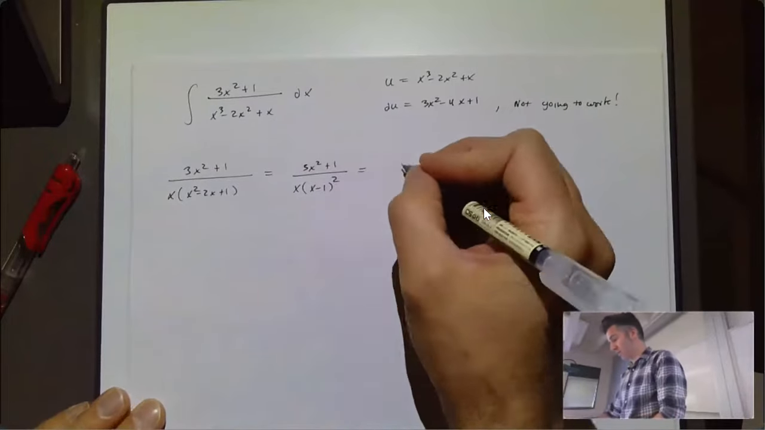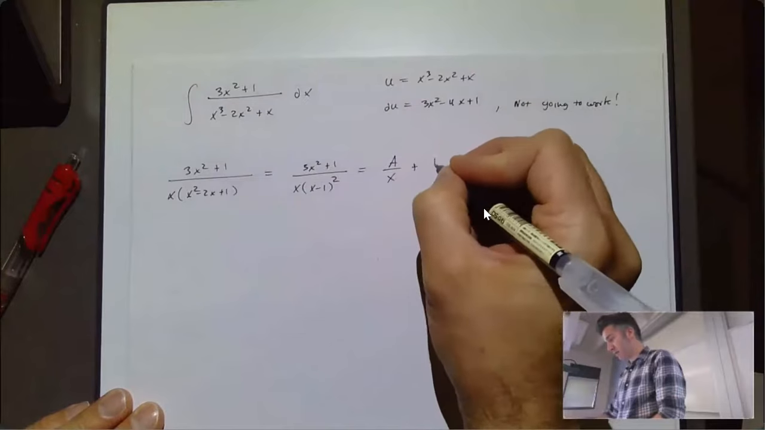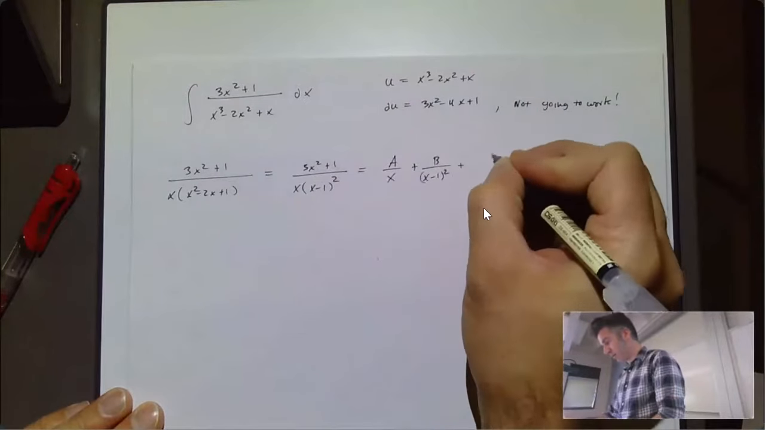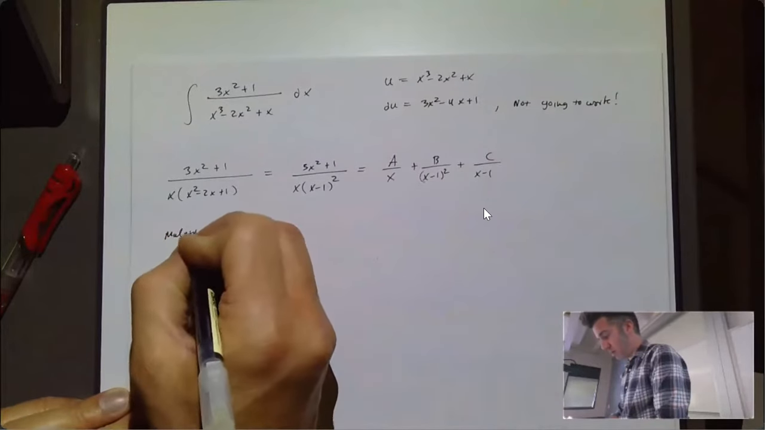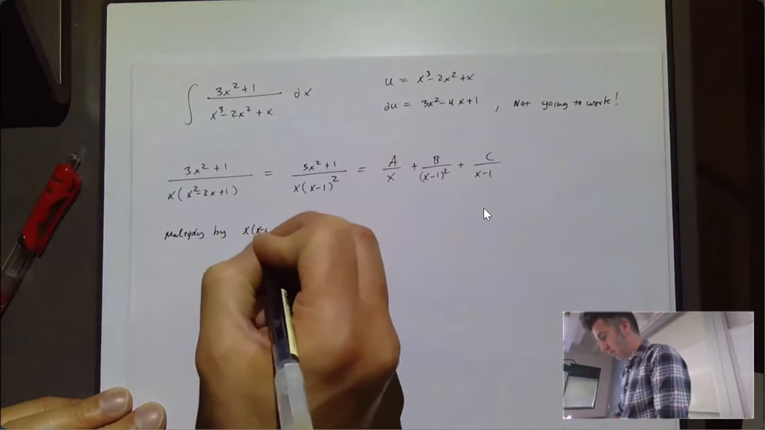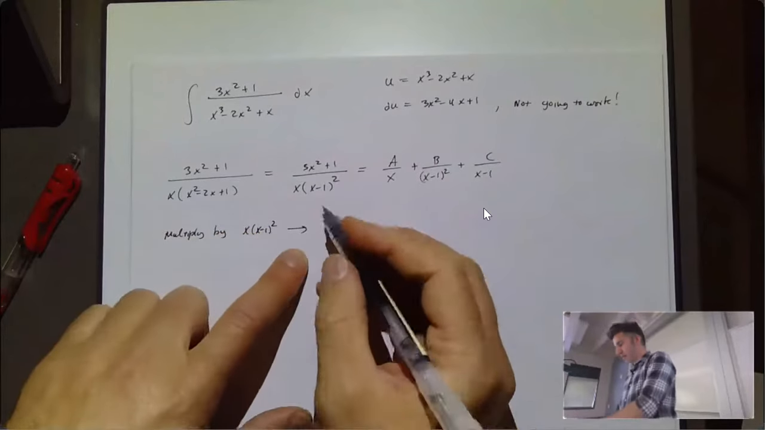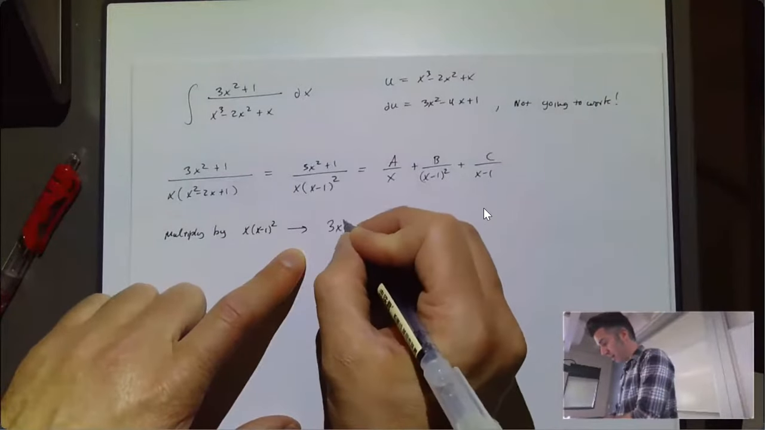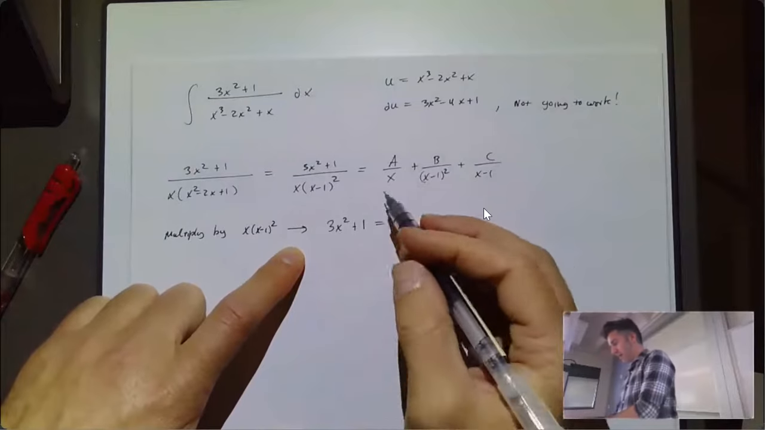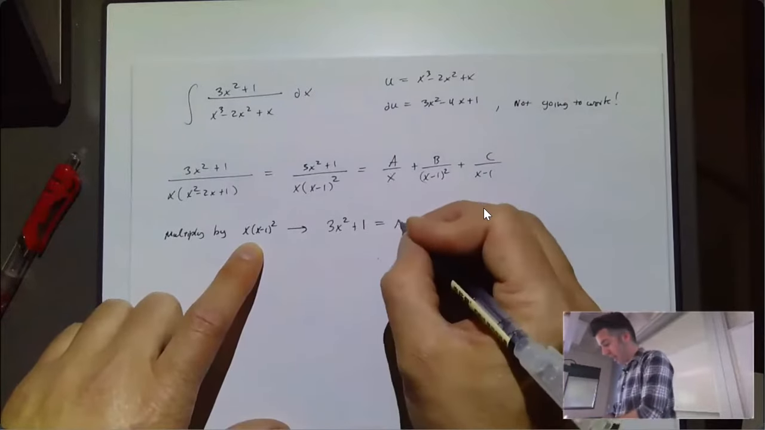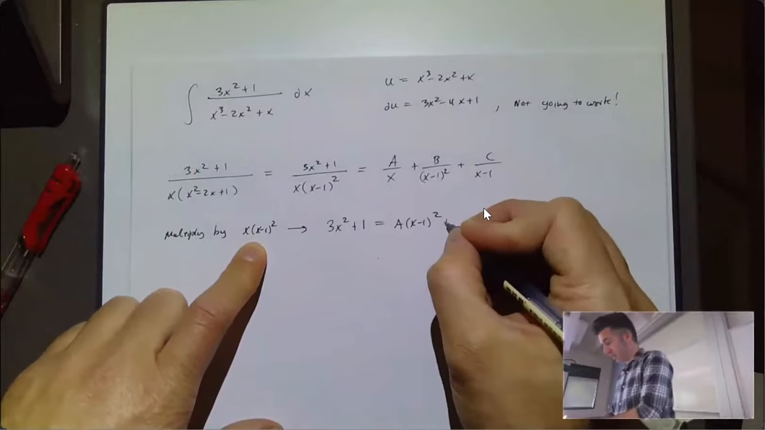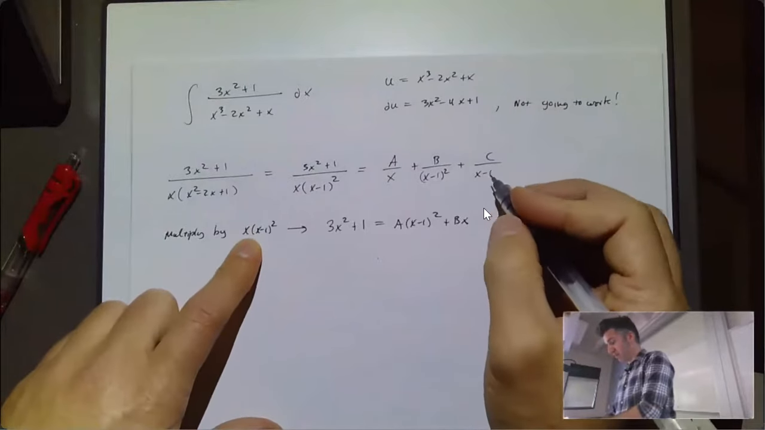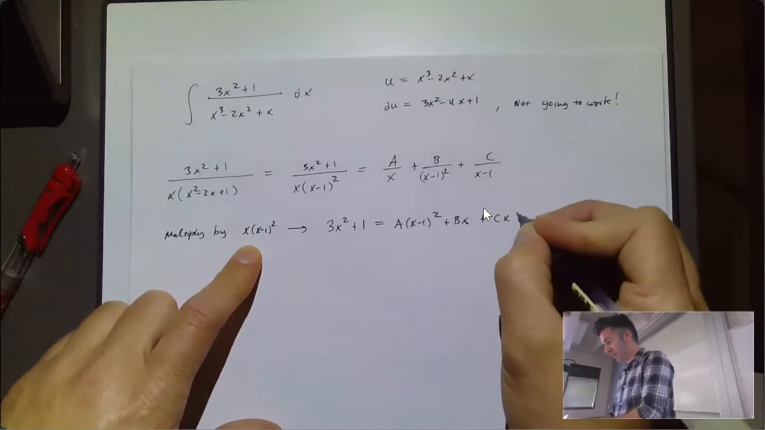So then we're going to say that this is equal to a over x plus b over x minus 1 squared plus c over x minus 1. And then we're going to multiply both sides by the common denominator, x times x minus 1 squared, and you're going to get the following. On the left side, you're just going to get 3x squared plus 1. On the right side, a over x times this will cancel the x, and you'll get a times x minus 1 squared. B over x minus 1 squared times this will cancel the x minus 1 squared, and you're going to get b times x. And c over x minus 1 times this will cancel one of the x minus 1s, so you get c times x minus 1.